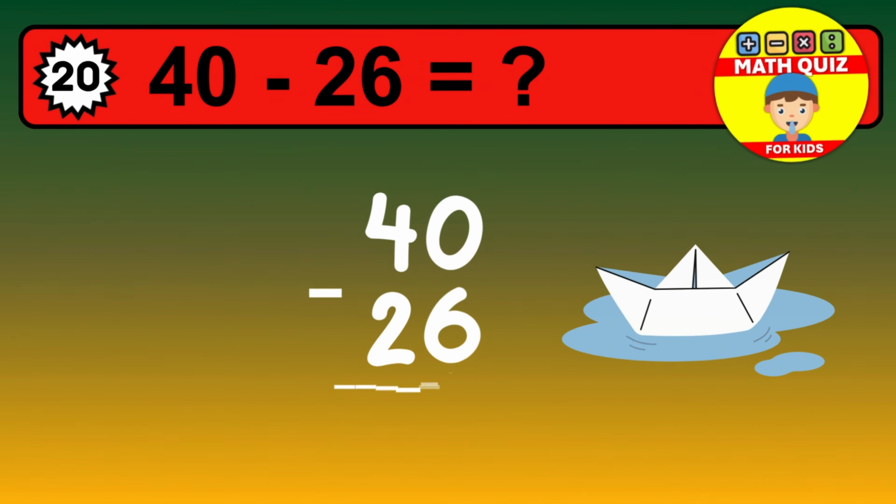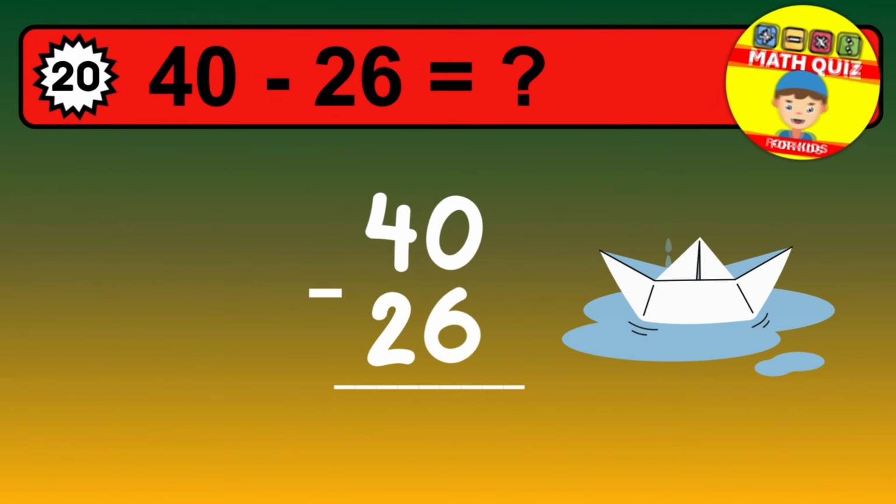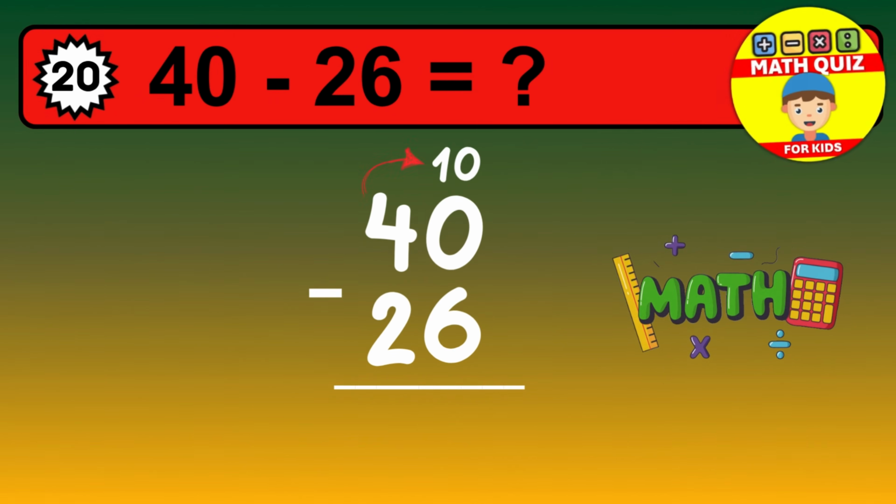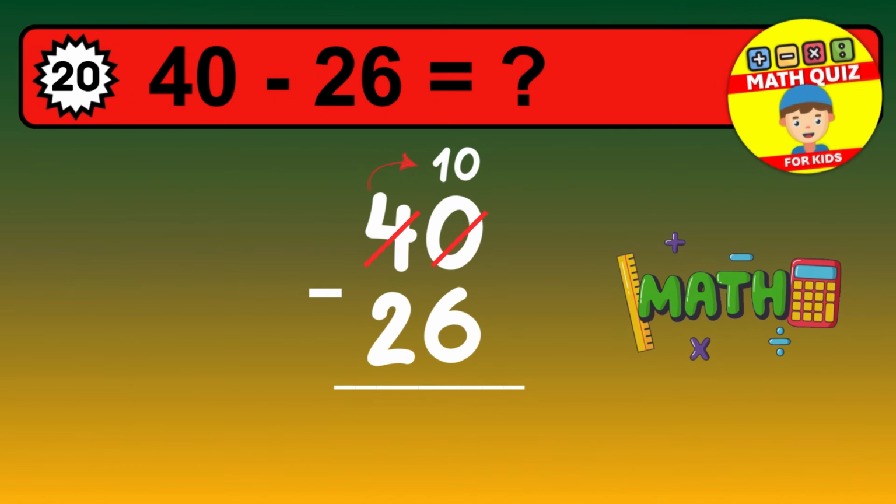Let's solve this step by step. We start with the units. 0 minus 6 is not possible, so we need to regroup. We take one ten from the tens column. Now we have three tens, and the units become 10.